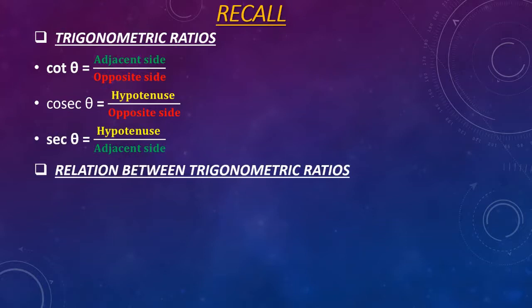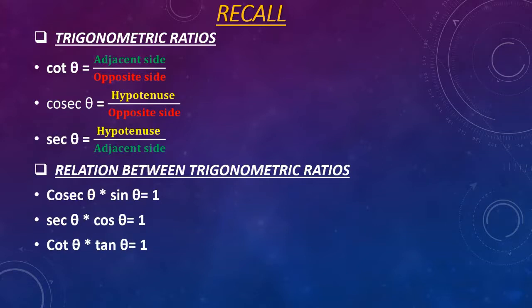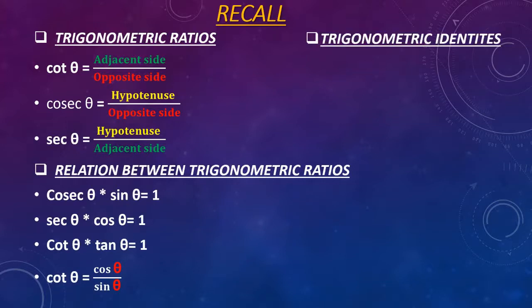Next are the relations between trigonometric ratios. Cosec theta multiplied by sin theta is equal to 1. Sec theta multiplied by cos theta is equal to 1. Cot theta multiplied by tan theta is equal to 1. Next is cot theta is equal to cos theta upon sin theta.